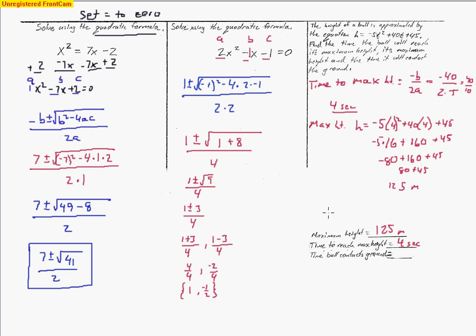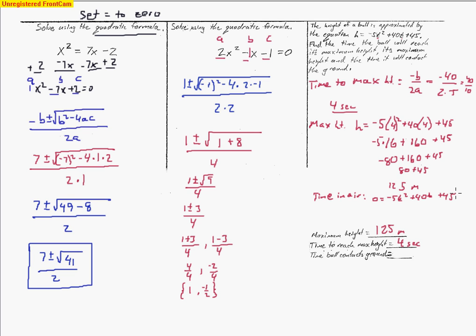Well, the last thing is they want the time the ball will contact the ground. So what we're going to end up doing is putting a 0 in for this h. So time in air is pretty much what we're looking for here. And so we're going to put 0 in for h, and then here's where we could take out that common factor. Okay, we got -5t squared plus 40t, and then a plus 45.